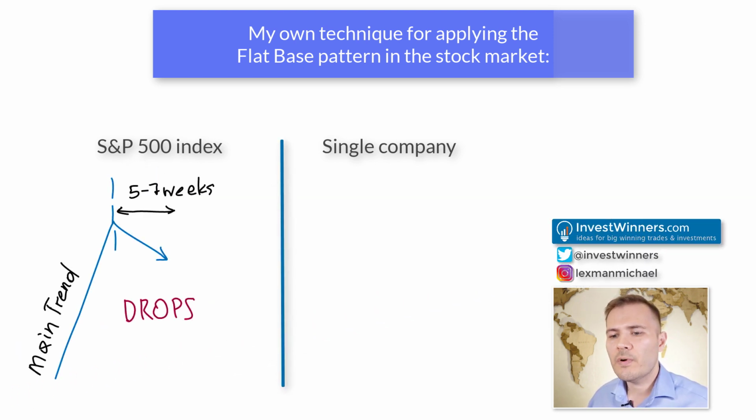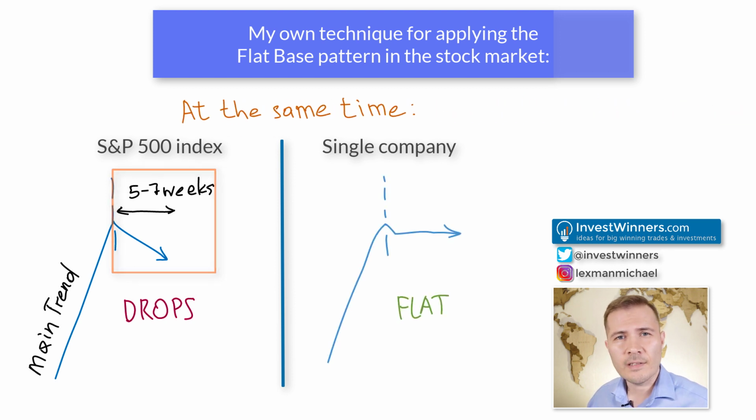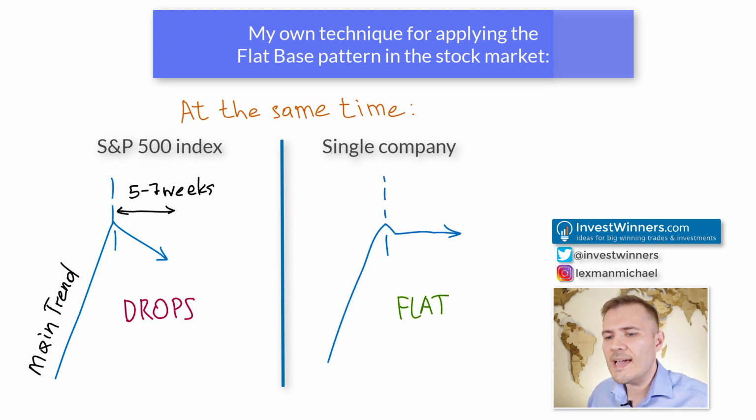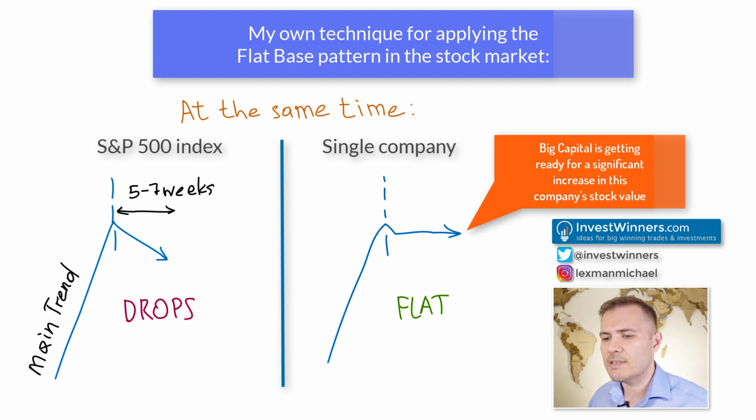First, we observe on the weekly S&P 500 futures chart that the general long-term trend is moving up, but in this certain area the price is moving down for several weeks. Second, on the weekly chart we need to find a company whose stock price remains flat rather than moving downwards. This is the indicator showing that big capital is getting ready for a significant increase in this company's stock value.